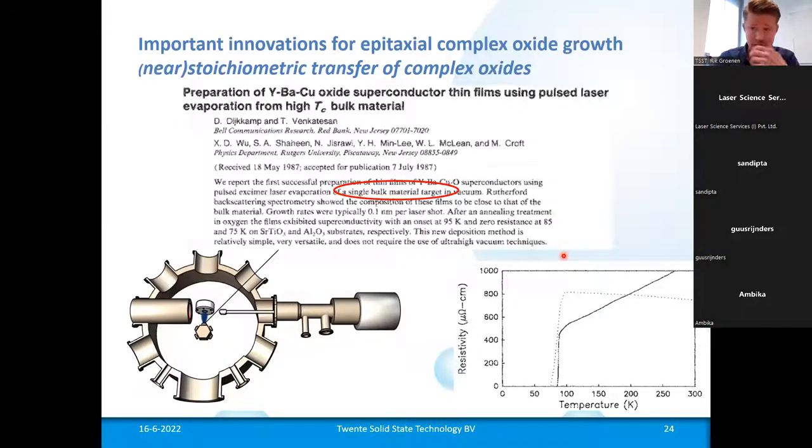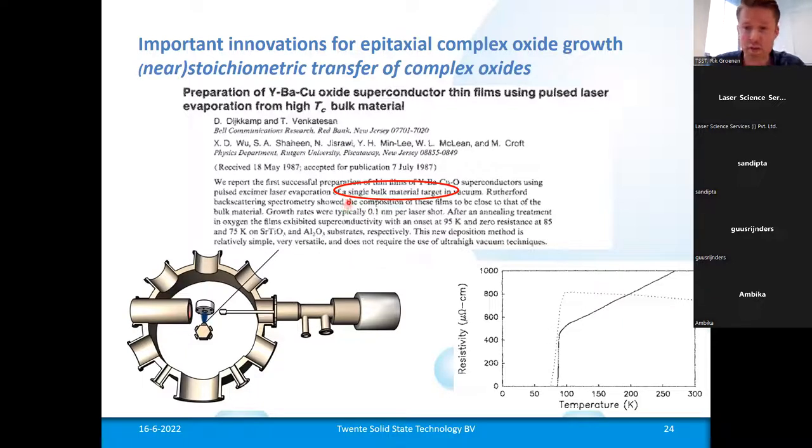So a bit of history indeed, as Sandeep mentioned: in the 80s there was a big breakthrough, especially regarding stoichiometric transfer. In the 80s, the first films of yttrium barium copper oxide, which is a high TC superconductor, were synthesized by PLD, but using a single bulk material target. That's important to mention. They used a sinter target with all the elements inside. They grew a film, and this thin film was superconducting, which was an indication of a very high stoichiometric and crystalline quality. So the fact that the film became superconducting was proof that these films are high quality and have the right stoichiometry.